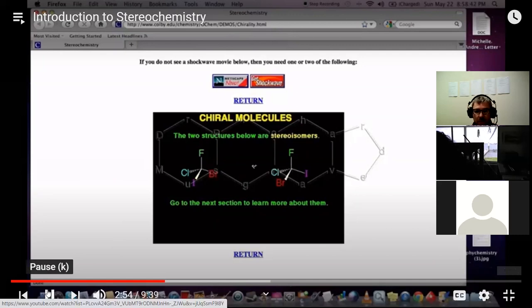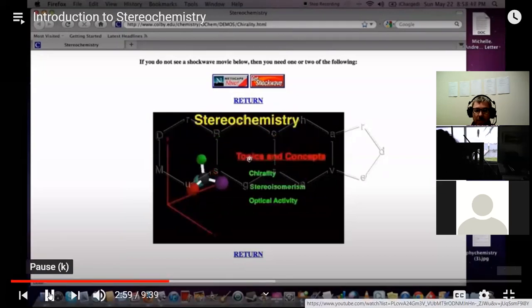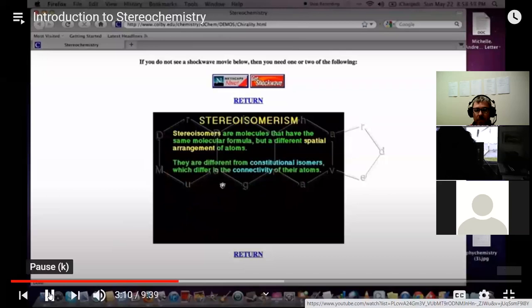The original structure and its mirror image are called stereoisomers, or enantiomers. Enantiomers is another term we use here. Stereoisomers or enantiomers. An enantiomer is the mirror image of a compound you initially have. Stereoisomers have the same molecular formula but a different spatial arrangement of atoms.